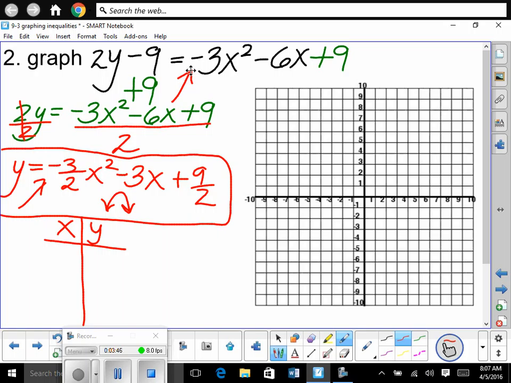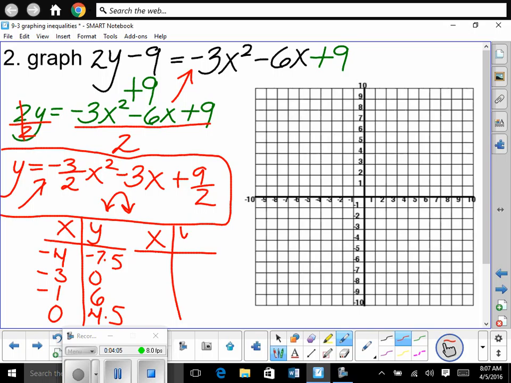So if you look, you can scroll up or down. We have negative 4, negative 7.5. We have negative 3, 0. We have negative 1, 6. And 0, 4.5. I'm going to make sure I get as many x, y points as I can, just to be exact here. So let's go 1, 0. We'll see if that's enough.